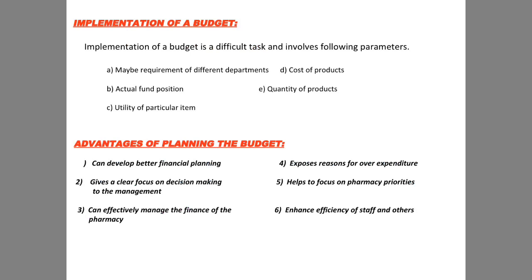The implementation of a budget is always a difficult task and involves many different parameters. It may be the requirement of different departments to understand the purpose of the budget. What are we talking about that we can't get every request that we want? We may have to analyze the products.